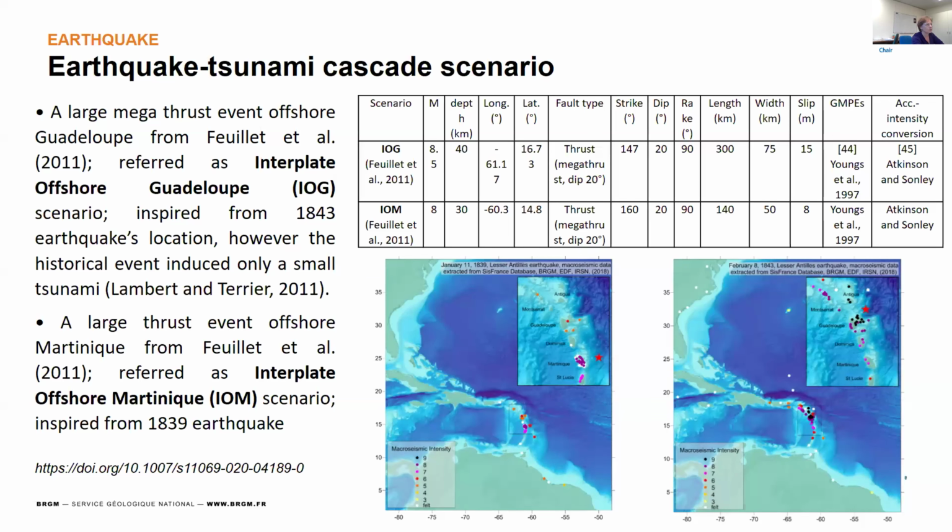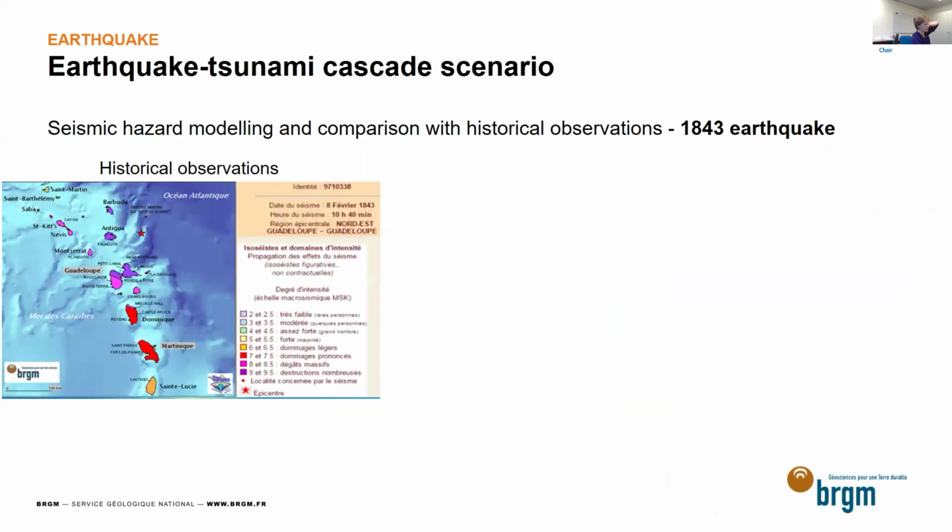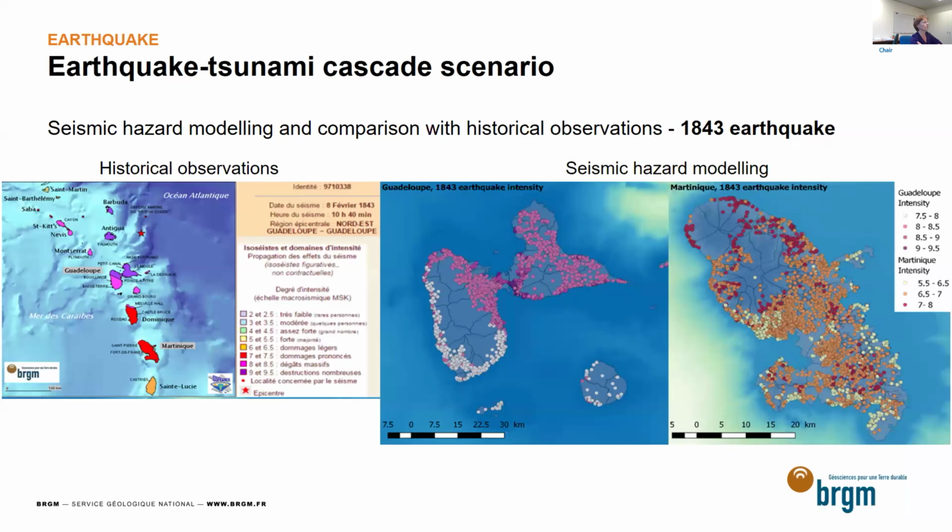So we can see in this picture with the red star, the location near Martinique and the other one near Guadeloupe. And we can see in the table the characteristics for the earthquake calculation, also the attenuation law and conversion between acceleration and intensity. So we try to make a comparison with the historical observations.